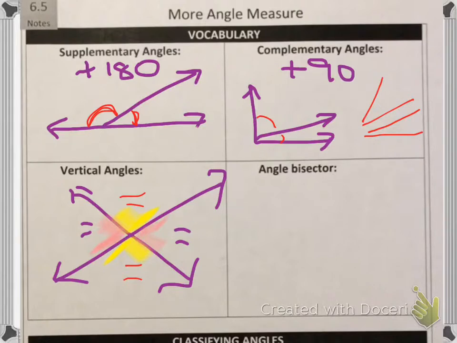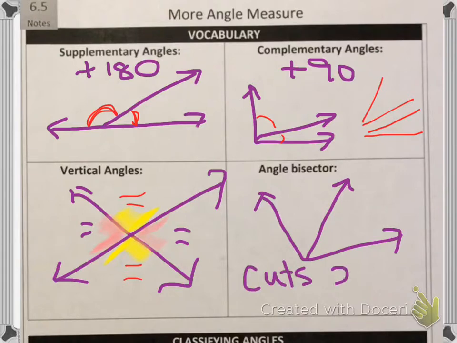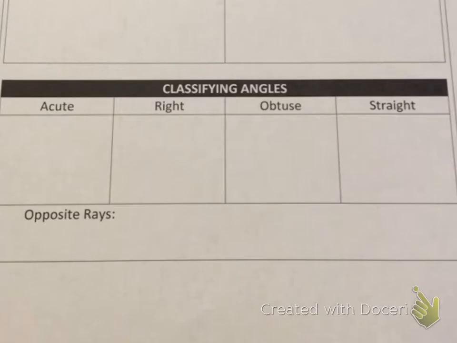Alright, the next vocabulary is angle bisector. An angle bisector does exactly what it says it's going to. If you have an angle and you have a bisector, that bisector cuts the angle into two equal pieces. So this side over here would have to be equal to this side. They're equal to each other. That's what an angle bisector is.